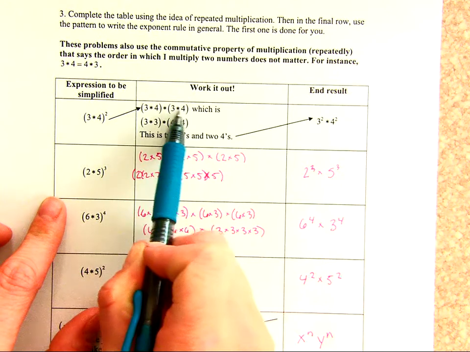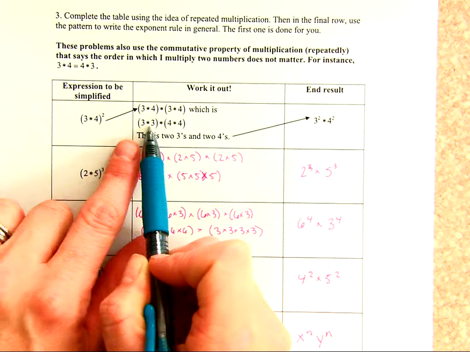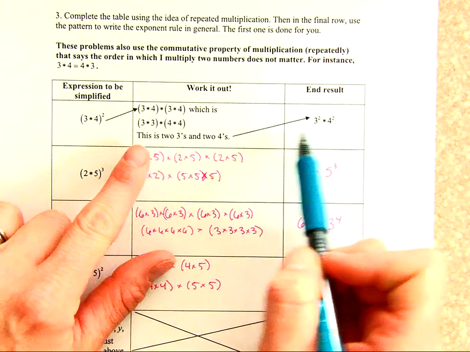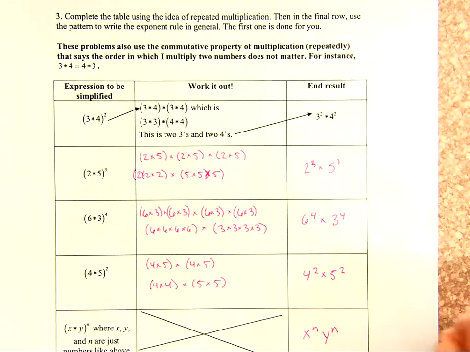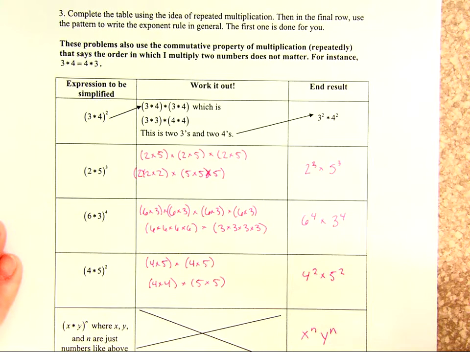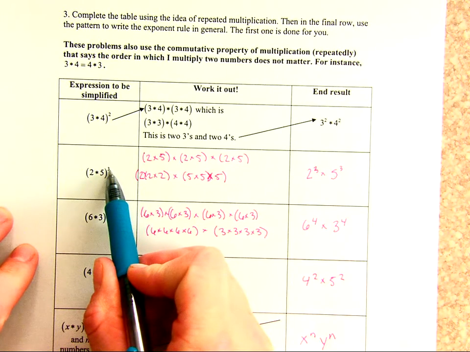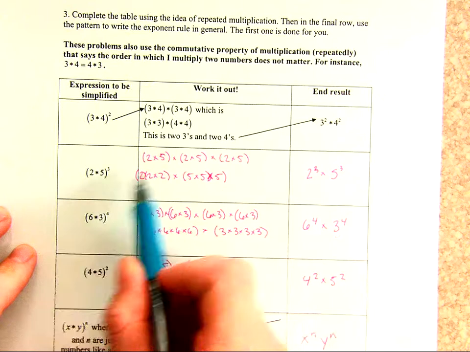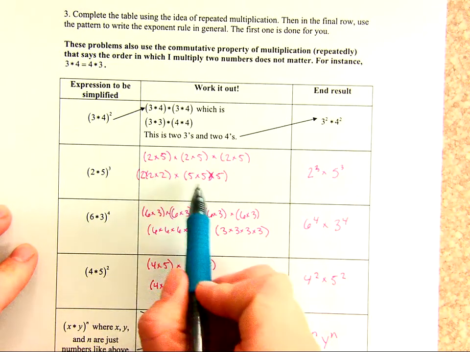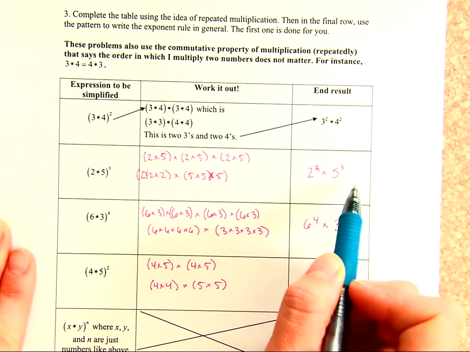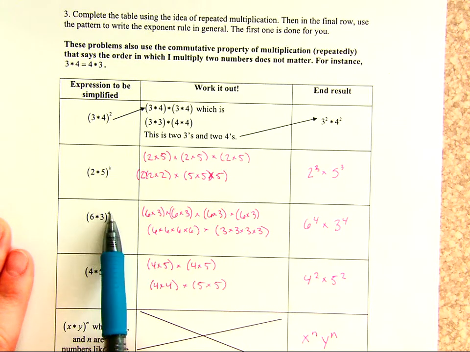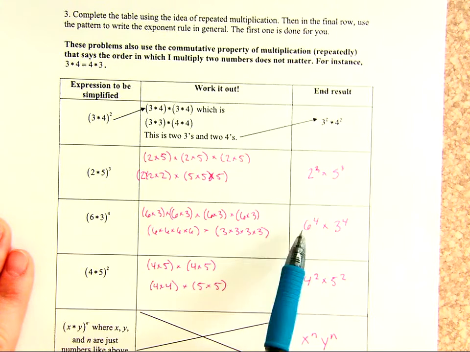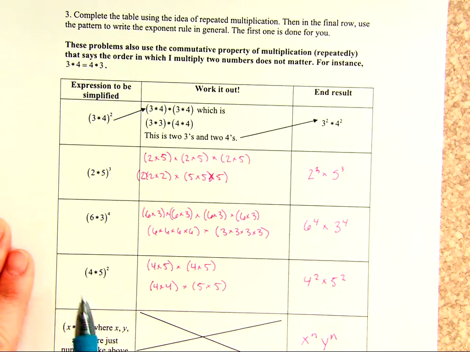Because it's all multiplication across here, you can rearrange it to group your 3s and group your 4s together, which then lets you see that this can be rewritten as 3 to the 2nd power times 4 to the 2nd power. If we follow that trend all the way down our worksheet, we need 3 groups of 2 times 5. Regrouping our like numbers together, that simplifies to 2 to the 3rd power times 5 to the 3rd power. Okay, 6 times 3, 4 times. That makes 6 to the 4th power, 3 to the 4th power. 4 times 5, 2 times, 4 squared times 5 squared.